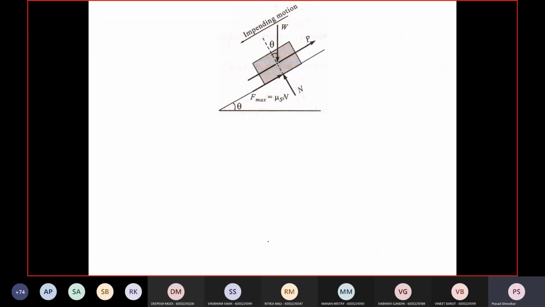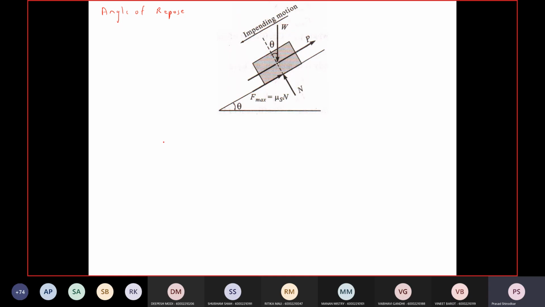So there is one more term you need to understand, that is angle of repose. Angle of repose is the minimum angle of inclination of the plane with the horizontal at which the body kept on it will just slide down. Okay, there is already just a tendency to move due to its self weight.